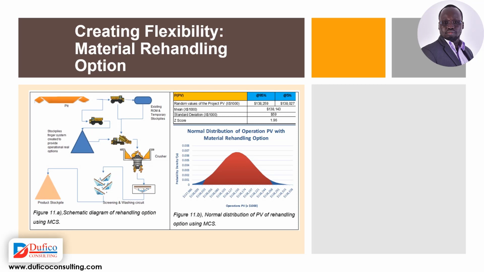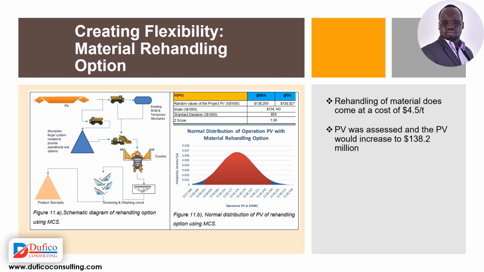So we said, store a lot of material in terms of bin, and we call them stockpile. That means dig everything continuously and keep storing them, and pay the cost of stockpiling at $4.5 per ton in terms of US dollars. When we run the simulation on that, we realize that the project value of this mine was 138, which is almost $140 million.